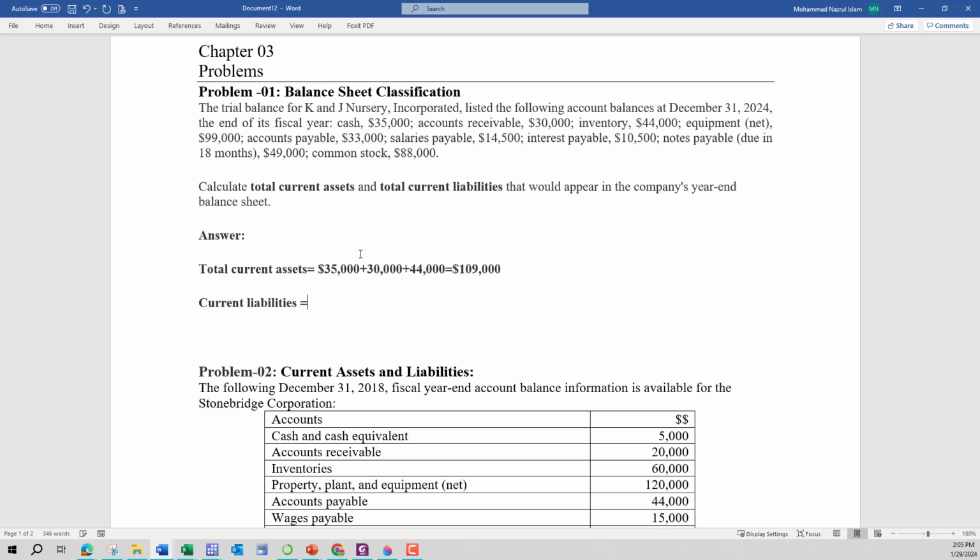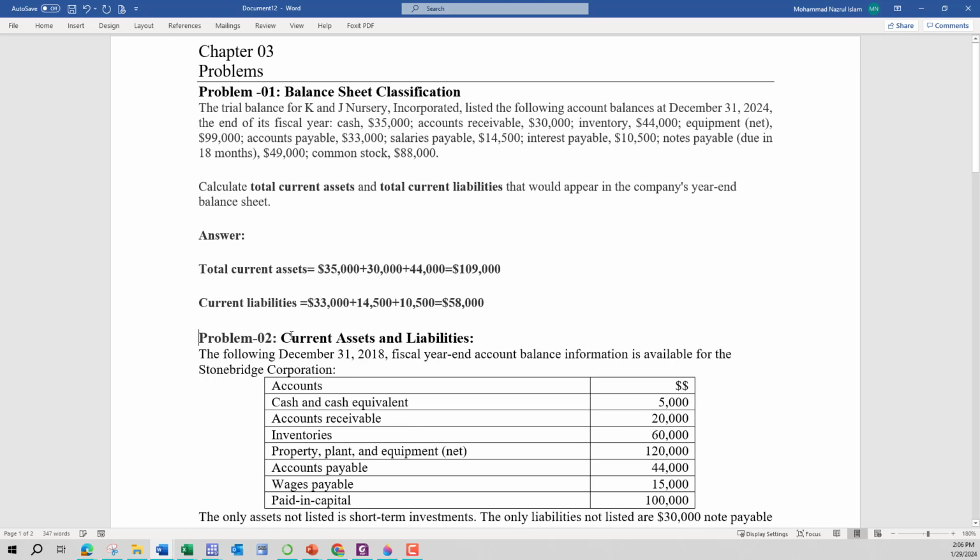Okay, and then we need to calculate the current liabilities. So current liabilities would be equal to accounts payable, 33,000, plus interest payable, that is 14,500, plus notes payable, that is 10,500. So which is equal to 58,000. Okay, we got it done.